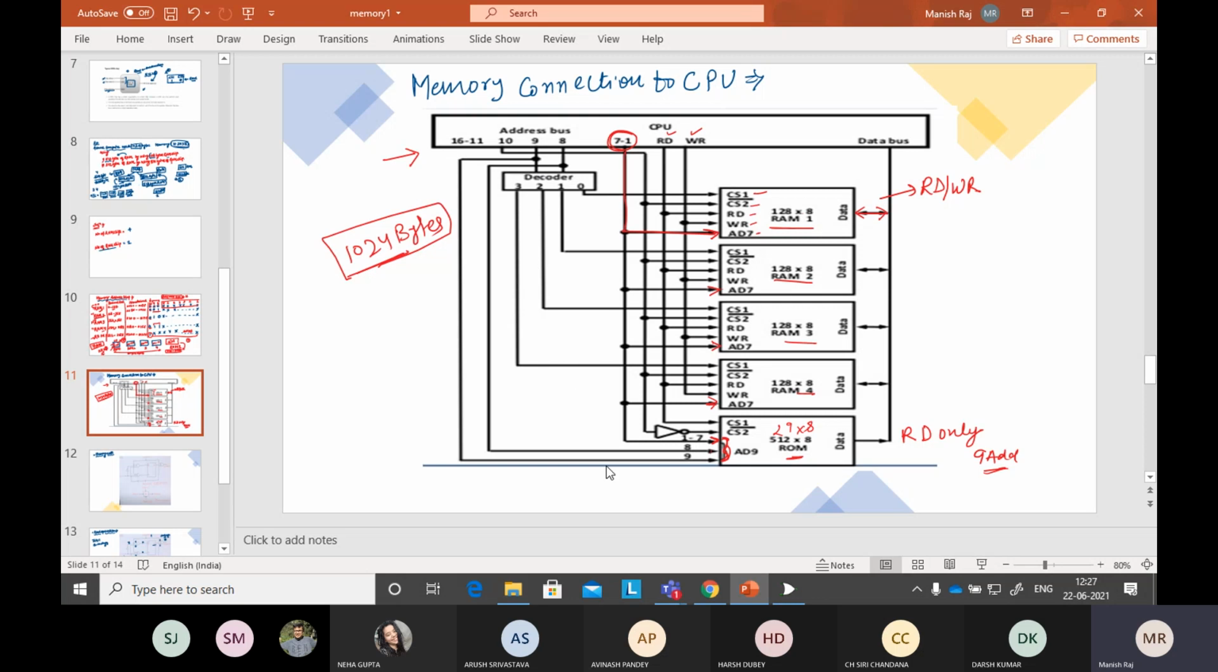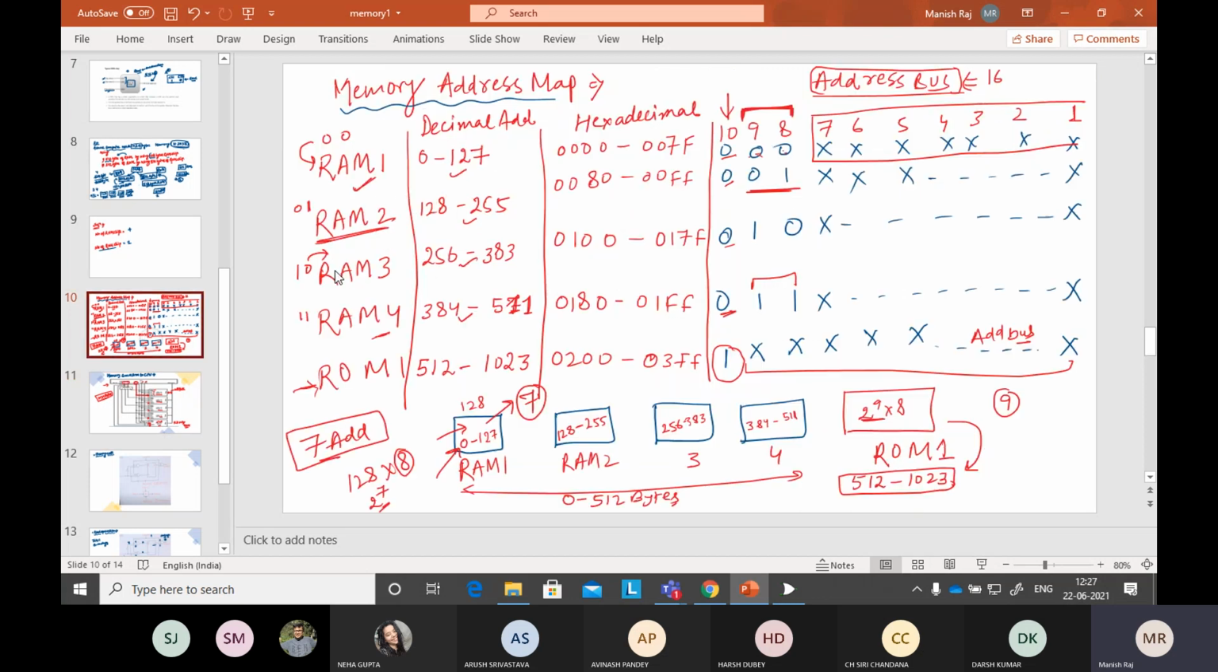Now the 8th and 9th bits are connected directly here. So already you know the 8th and 9th bits are connected here. Here you know that the 8th and 9th bits are used for selecting the chip.